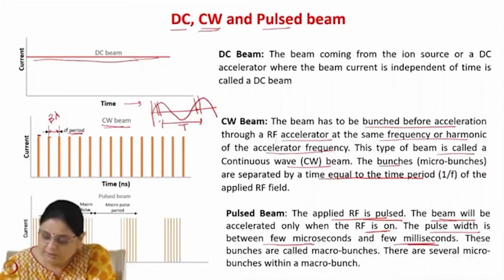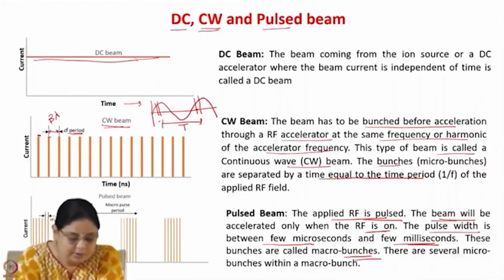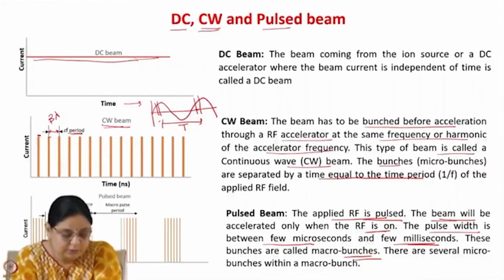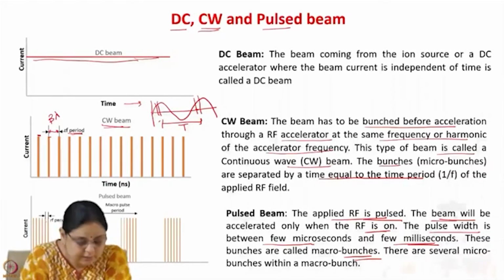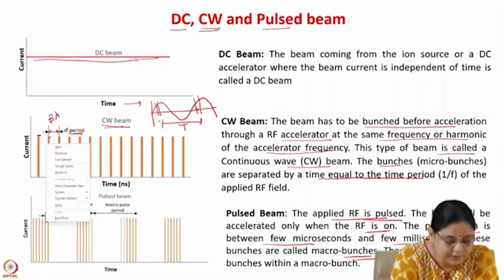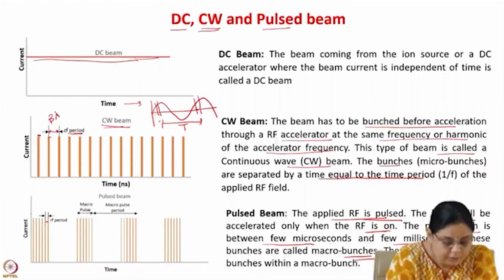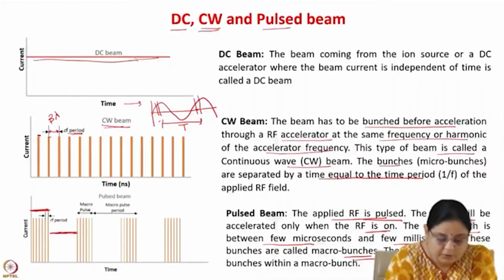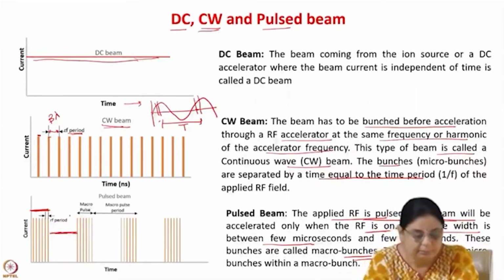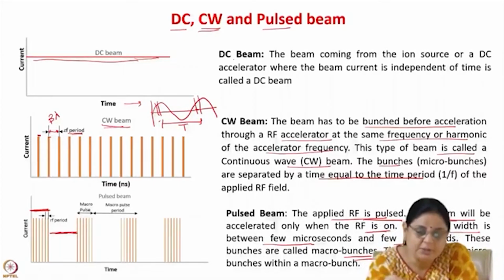These bunches are known as macro bunches. So if you see the beam current, this is the RF period, which is generally of the order of nanoseconds. For this duration the RF is on, and for this duration the RF is off. When there is no electromagnetic wave, there is no acceleration, and only during the on time will we have the beam. Such a beam is known as a pulsed beam. So there are three types of beams: a DC beam, a CW beam, and a pulsed beam.